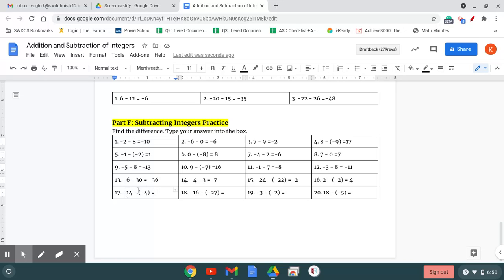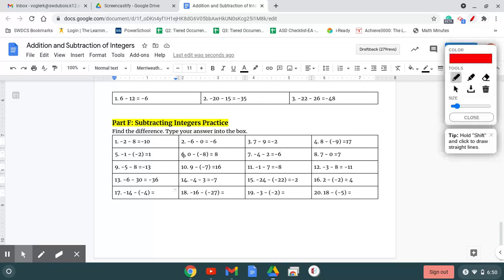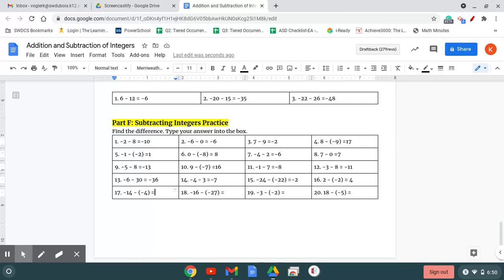Negative 14 minus negative 4. Again, we have two negative signs touching, so we need to change that into a positive. So now we have negative 14 plus 4. Different signs. Subtract and keep the sign of the bigger number. So 14 minus 4 is 10, and then we keep the sign of the bigger number. Well, 14 is bigger, and 14 is negative, so the answer is negative 10.